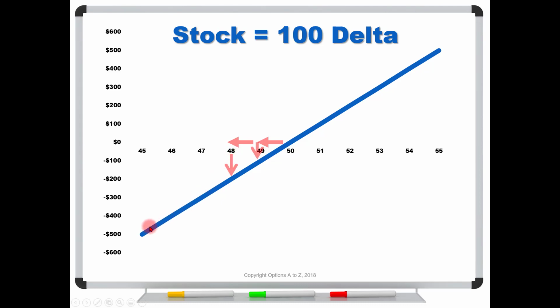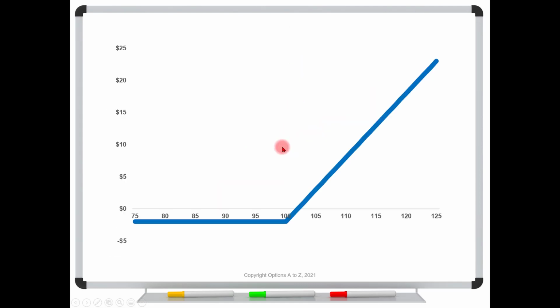So notice that your profit and loss diagram for shares of stock is a straight line. There's no curvature to it. It's always delta of 1. Or again, if we buy 100 shares, we would say that there are 100 deltas. But when you start trading options, that is no longer true, at least most of the time.